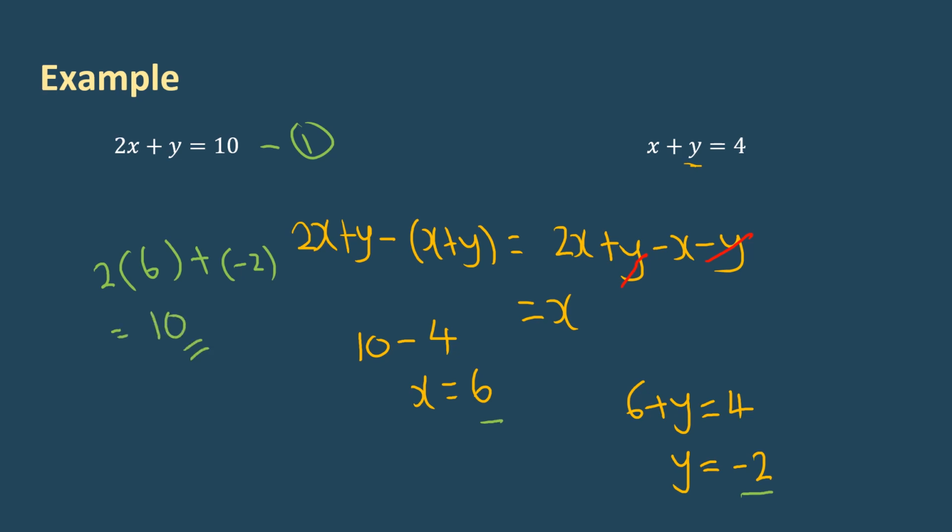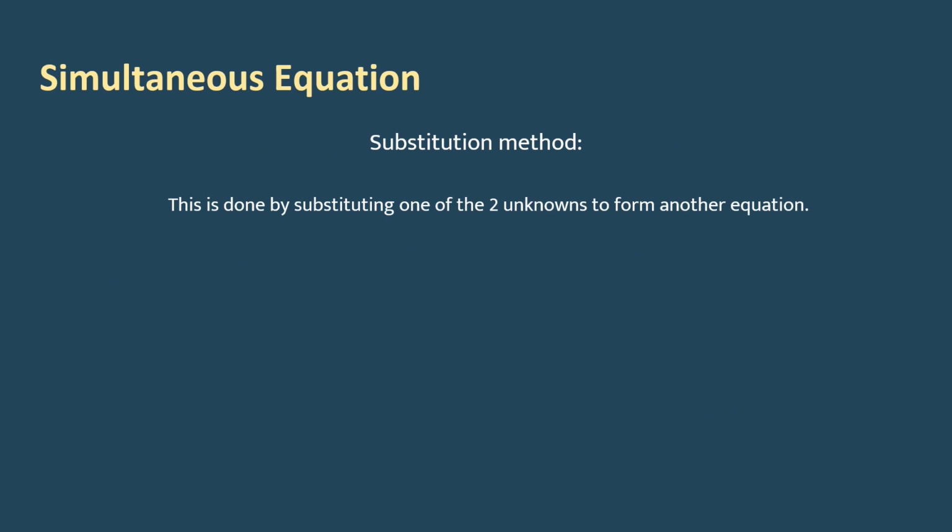So that is how you do elimination. First, you need to check whether you're able to eliminate any of the unknowns. In this case, we know that we can get rid of the y when we subtract both equations. So now we move on to the substitution method.